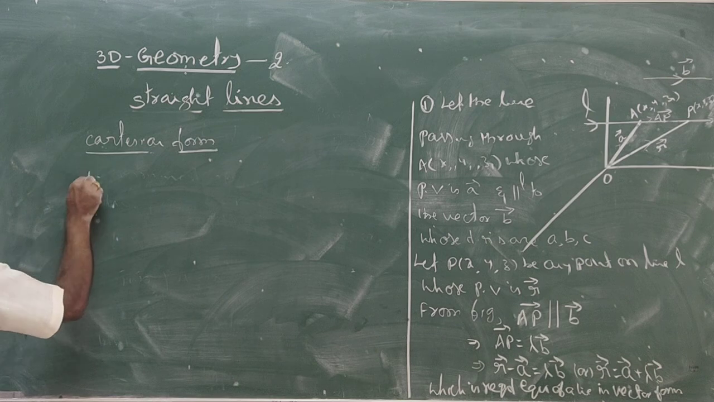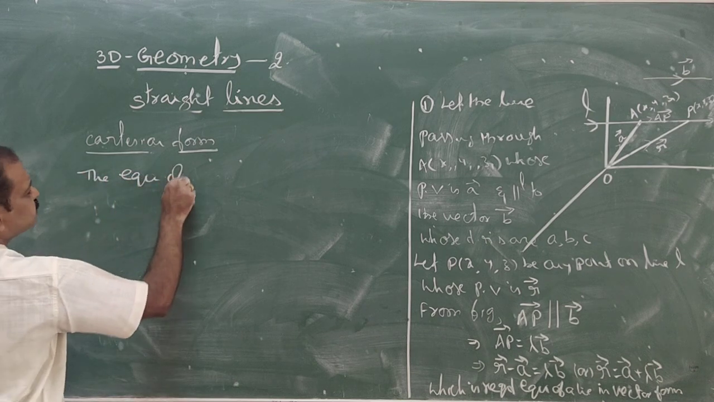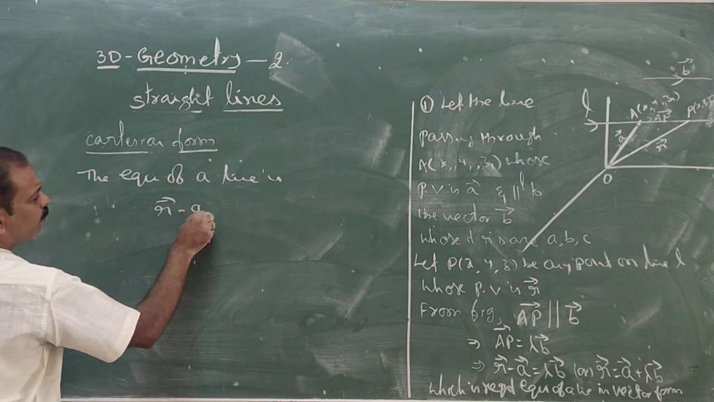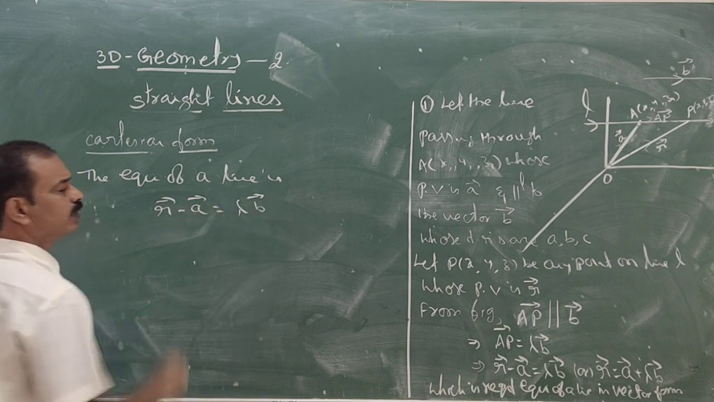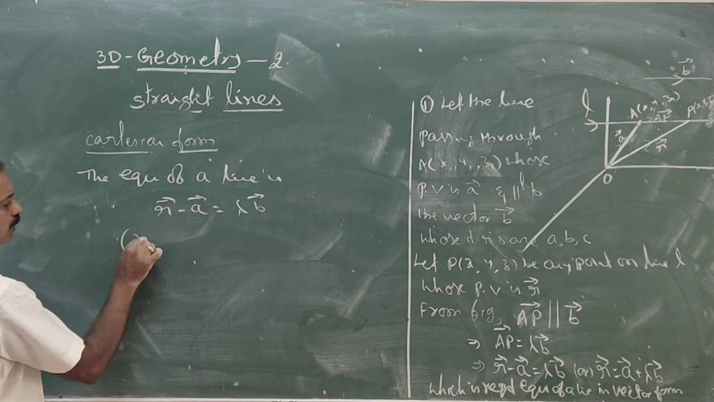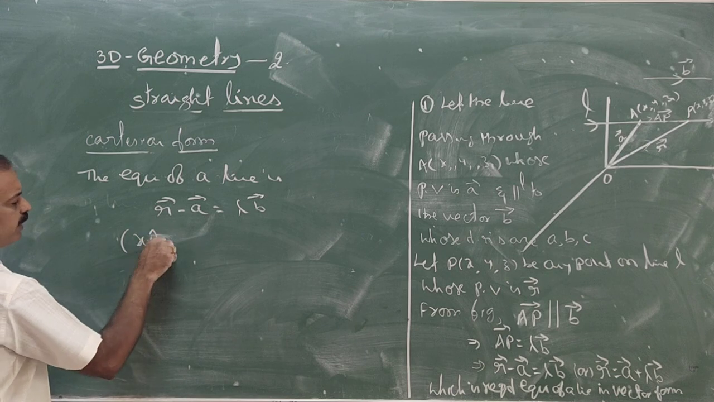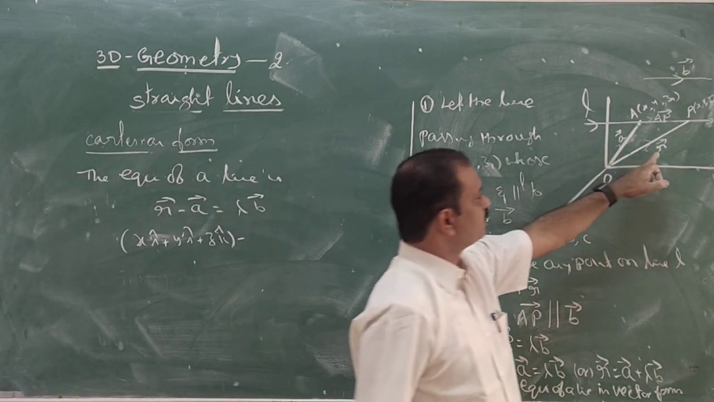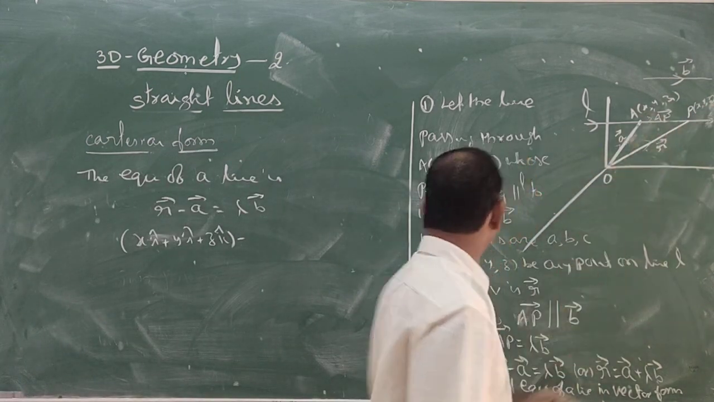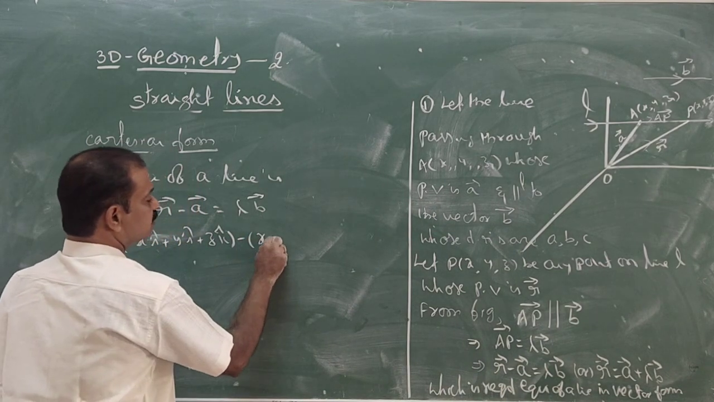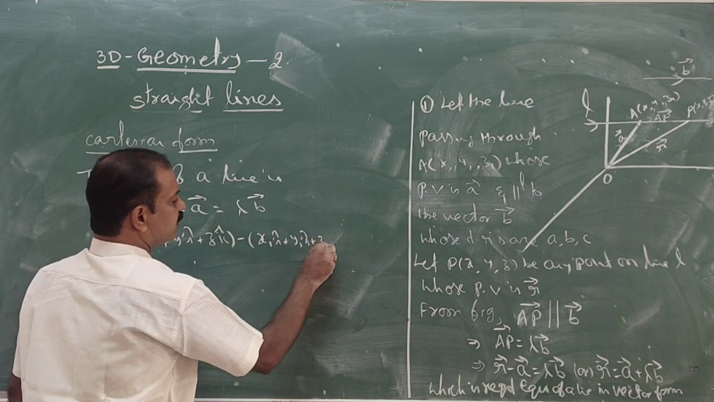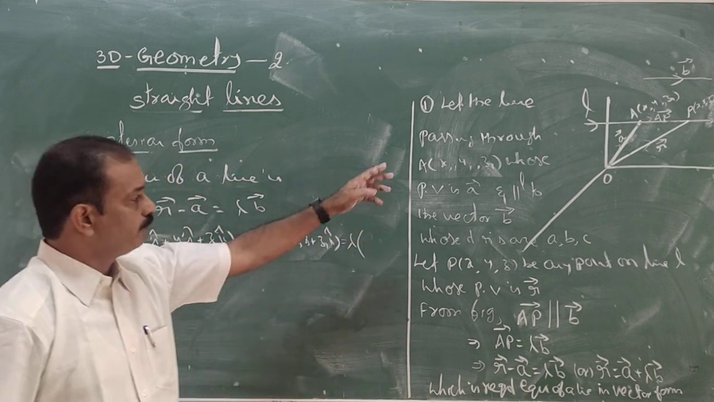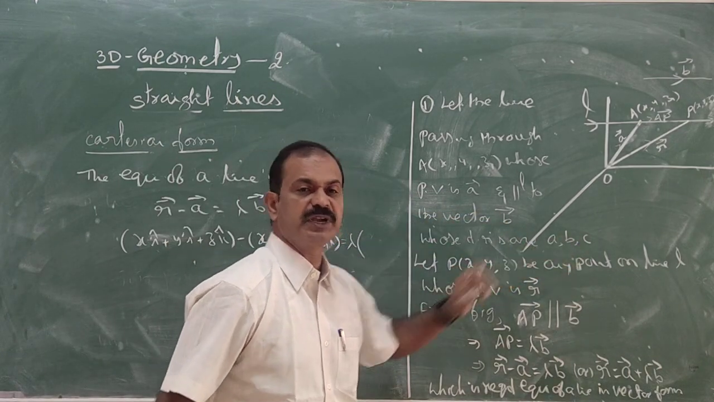The equation of a line is r minus a is equal to lambda b. Here r is x i plus y j plus z k, am I right? So r minus a, that is x i plus y j plus z k minus (x1 i plus y1 j plus z1 k), is equal to lambda times vector b, whose DRs are a, b, c.